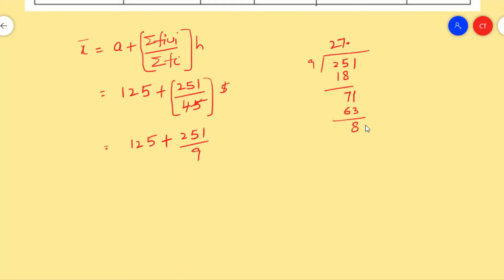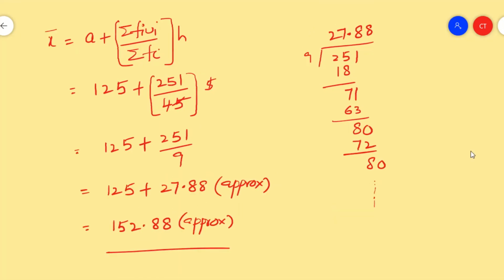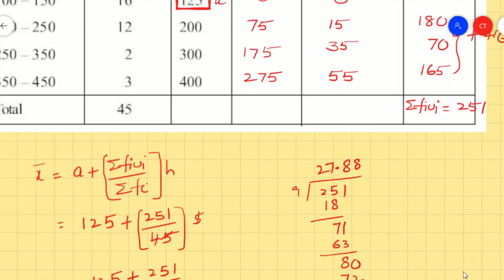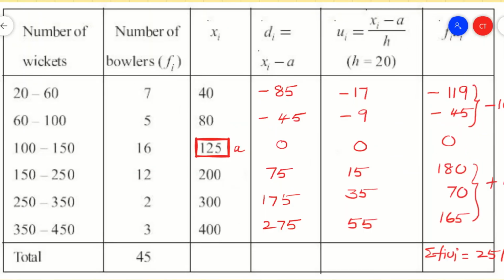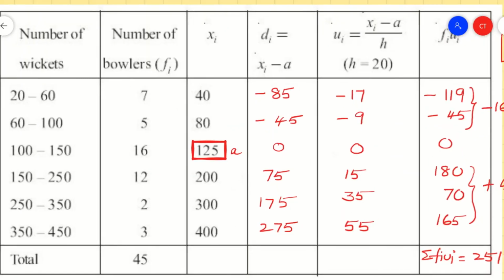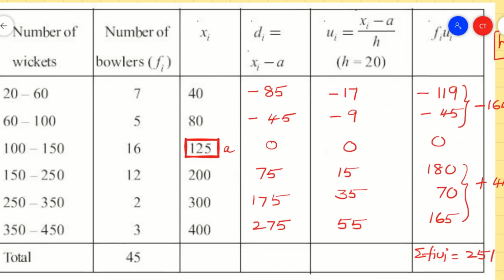And the question they asked is what the mean signifies: on average, the 45 bowlers took about 147 wickets. This is the final answer, and this is how we find the mean when the class intervals are unequal or the sizes of the classes are unequal. I hope you understood this one. Thanks for watching.